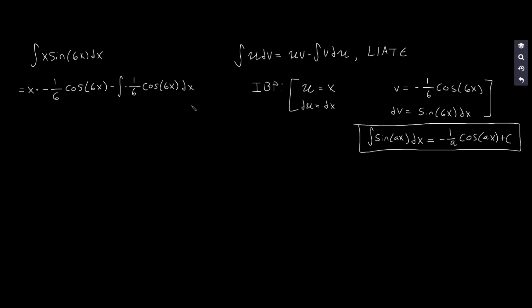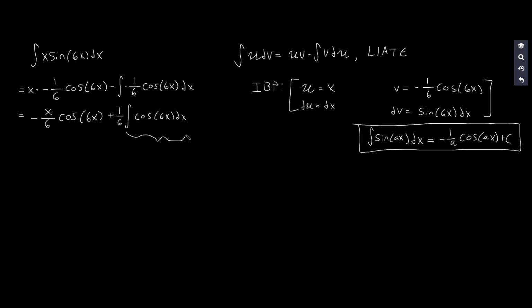So we have x times -1 over 6 times cosine of 6x minus the indefinite integral of -1 over 6 times cosine of 6x with respect to x. I'm just going to simplify a bit, move some things around on the outside of the integrand. I'm going to factor out that -1/6, so this becomes plus 1/6 times the integral of cosine of 6x.